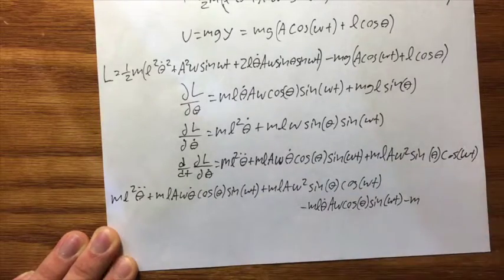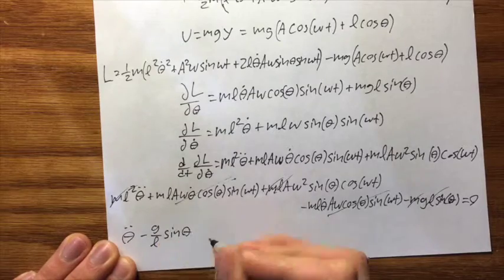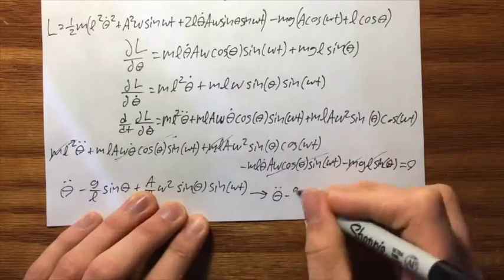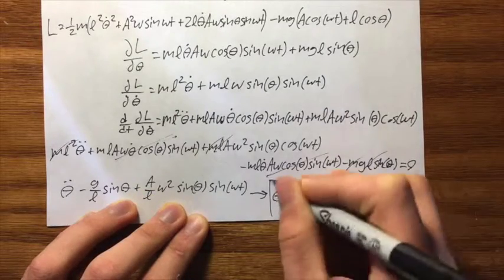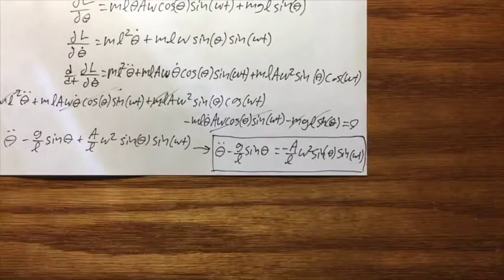Plugging these two components in and setting it equal to 0, you can see a lot of terms cancel. And since this is the forcing term, we can put it onto the other side. So there we have derived our governing equation.